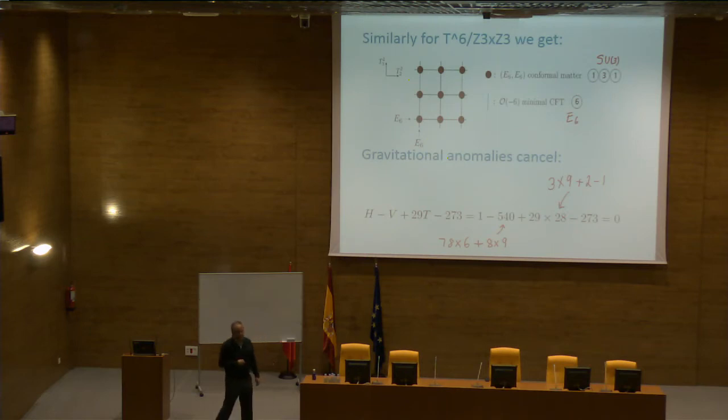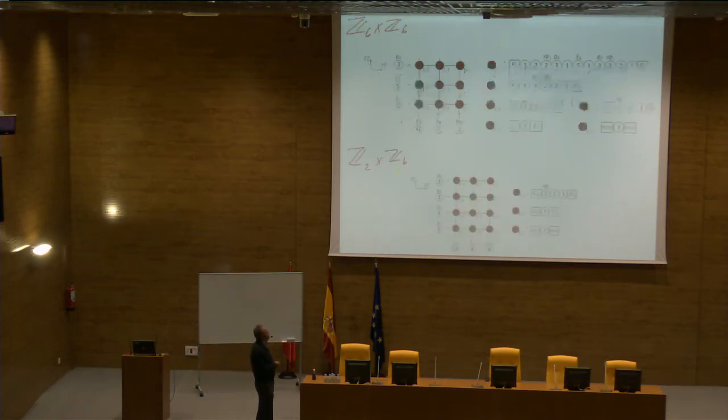Let me just give you a few more examples. You can do this, for example, for T6 modded by Z times Z3. The story is similar. Each one of these points corresponds to a 1, 3, 1 with an SU2 gauge theory on that 3. And then over here, you get an O-6 theory instead of the O-4 that we had. You have an E6 global symmetry, which now gets gauged because it wraps over a compact 2. So the same picture. Again, you can check the anomalies cancel in a non-trivial way, and also you can check the lattice is self-dual and so forth as expected.